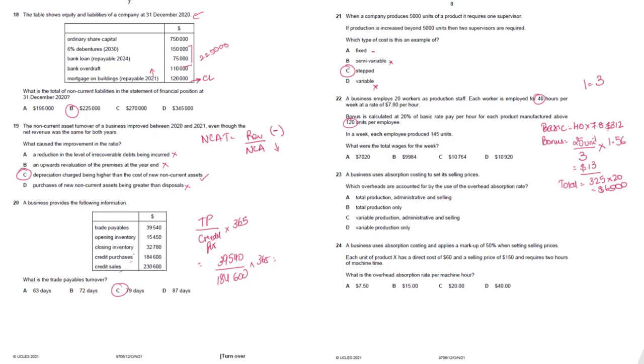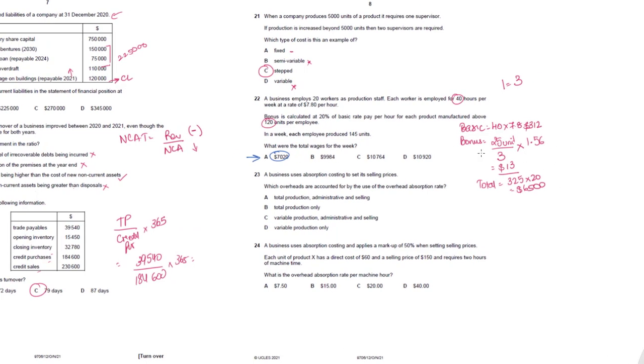Now I'll tell you what is done in the marking scheme and how it could have been done. Probably it's just a guess. As per the marking scheme, the correct option is option A. What they have done differently is that they have not considered this divide by 3. So basically, they did 25 units, which is the extra output, multiplied by $1.56. In other words, what they are assuming is this 1.56, that 20% of 7.8, they are assuming this to be in terms of per unit.